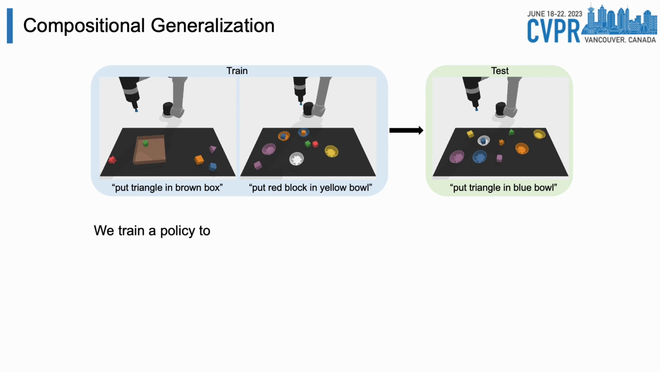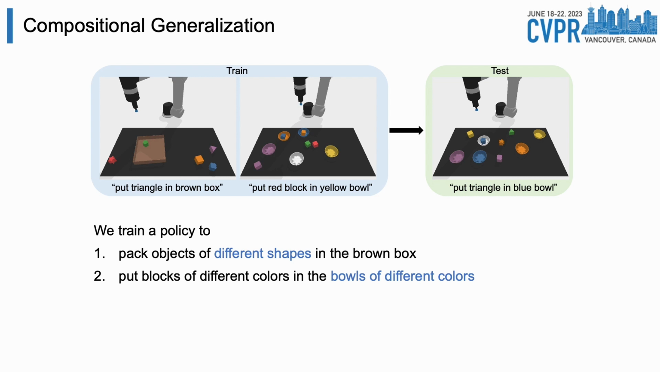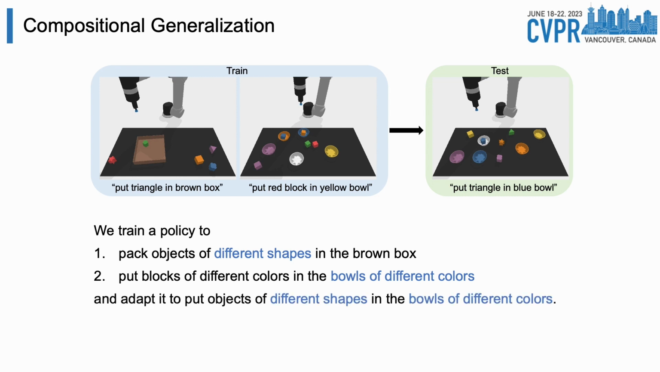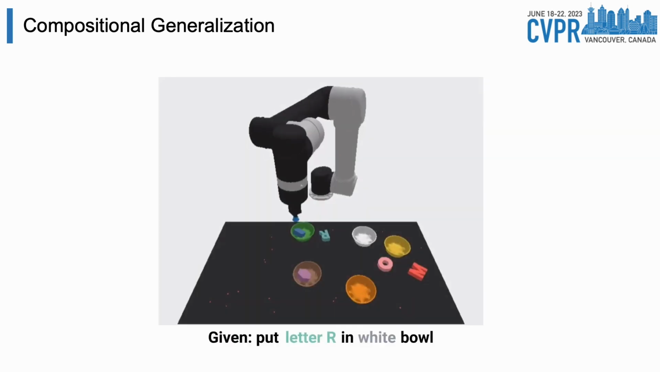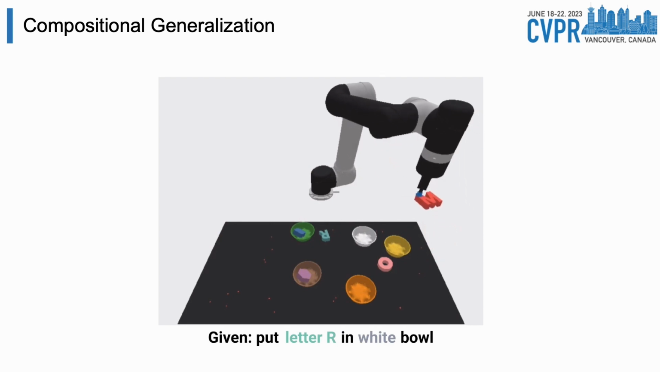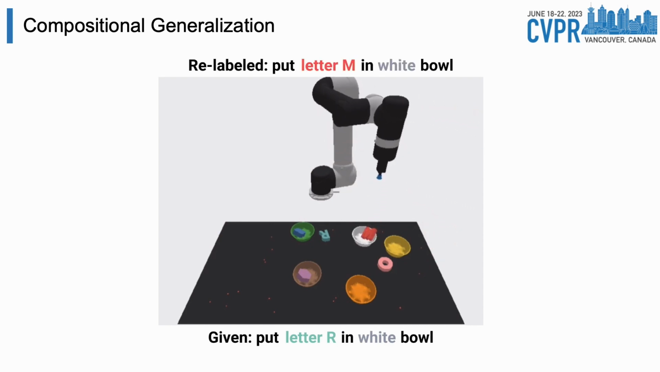For the evaluation of compositional generalization, we train a policy to pack objects of different shapes in the brown box and put blocks of different colors in the bowls of different colors, and adapt it to put objects of different shapes in the bowls of different colors. Given the instruction put letter I in white bowl, the trained policy wrongly picks up letter M object. And such mistake can be corrected by our vision language pre-trained model as it retrieves put letter M in the white bowl as instruction. So the pre-trained model can generalize to recognize the visual concepts in the compositional setting.